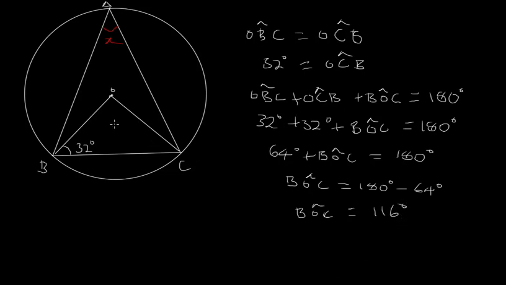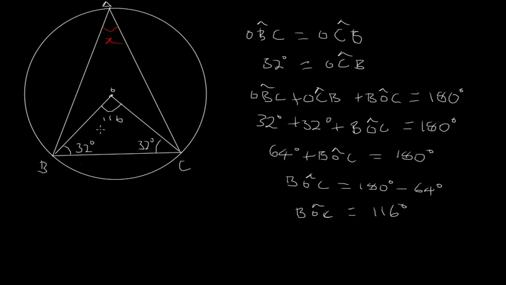Well, let's just insert the angles that we have. So we said OCB is equal to 32, so we've got 32 there. And we found BOC to be 116. But have we found X? No. X is the one on top.